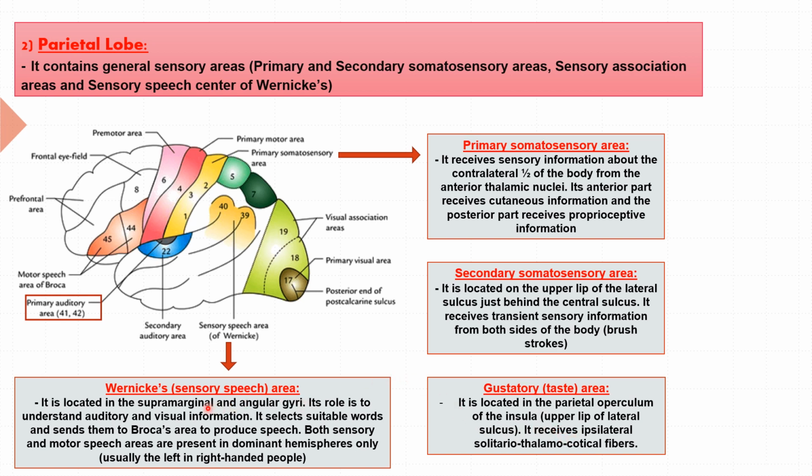Finally, we have something called Wernicke's area, which is the sensory speech area, which we've already mentioned when talking about Broca's area in the frontal lobe. It is located within two gyri, which are called supramarginal and angular gyri, and the role would be to understand auditory and visual information. Once it does this and comprehends this information, it sends signal to the motor speech area, which was the Broca's area, to produce speech. Both the sensory and the motor speech areas are primarily present within the dominant hemispheres. So once again, in right-handed people, that would be the left hemisphere of the brain.